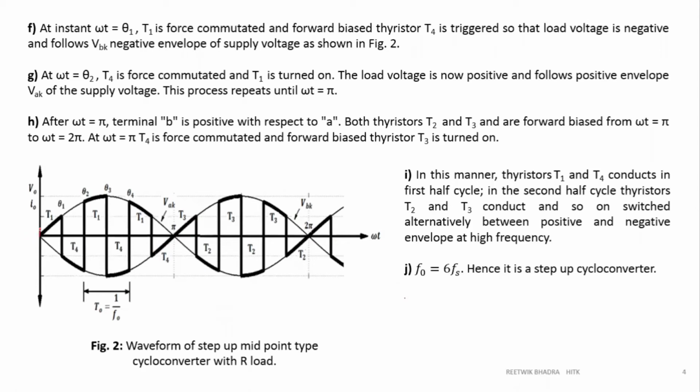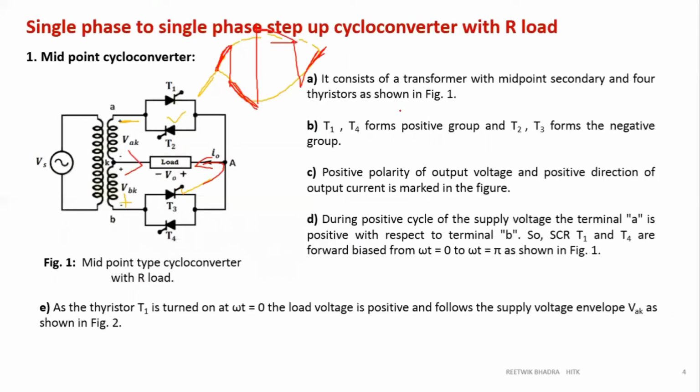Now, my source voltage is this one. And at my output, what we are getting is this one. How many cycles are there within one cycle of the source voltage? 6. 1, 2, 3, 4, 5, 6. So automatically, what is my load frequency? 6 times the supply frequency. So that's why I have written f0 is equal to 6 fs.